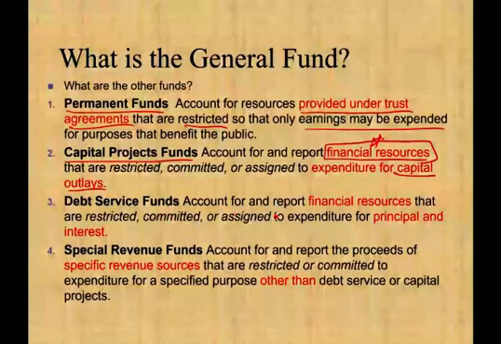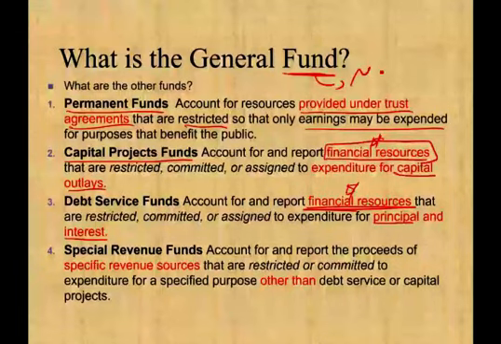The debt service fund accounts for and reports financial resources, meaning money, that are restricted, committed, or assigned to expenditure for principal and interest. So remember, we don't account for the debt itself, for the bond itself, we account for the money. So in the fund, we don't account for the debt, we don't account for the capital asset. Simply put, in the funds we have no long-term assets and no long-term liabilities. This is what we learn about when we learn about the fund.